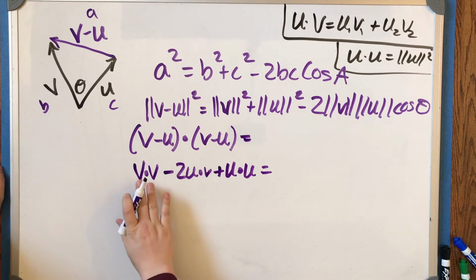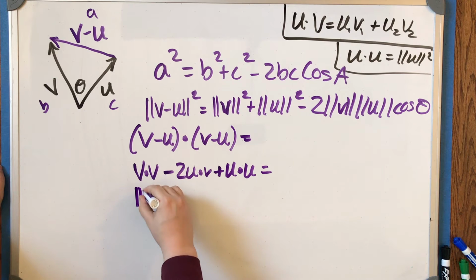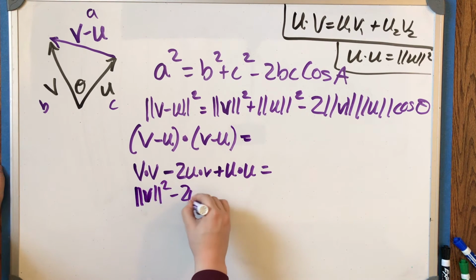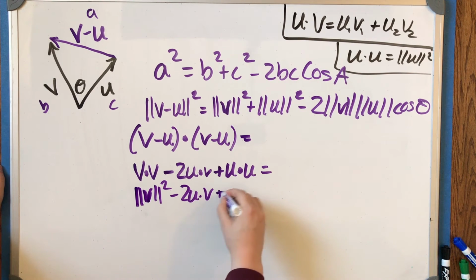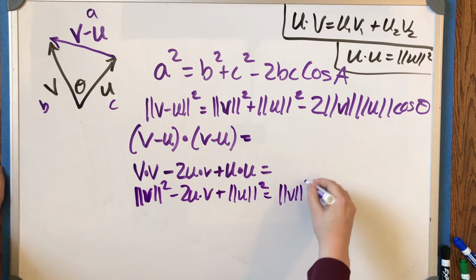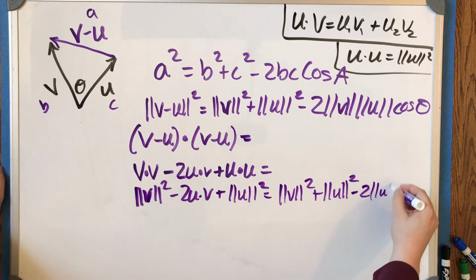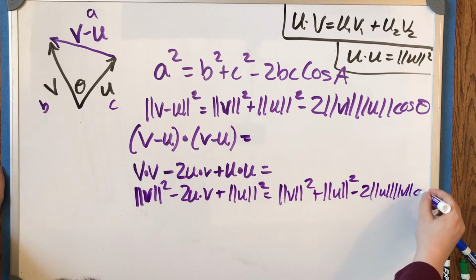And v dot v, well, that's just the magnitude of v, squared, and u dot u is the magnitude of u squared. So now I'll rewrite these things out here. I have magnitude v squared plus magnitude u squared minus 2 magnitude u. I'm going to run out of room. Oh no.